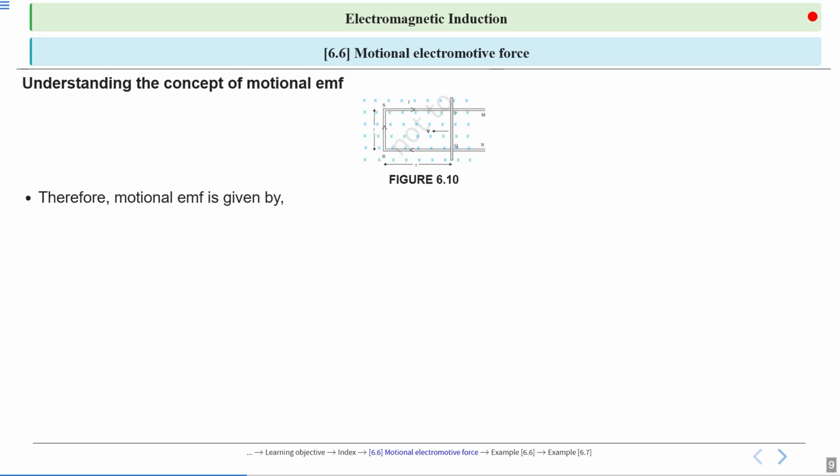Therefore motional EMF is given by epsilon equal to B L V. This is the formula for motional EMF when a straight conductor is moved in a uniform constant magnetic field, marked as equation 6.5. So the magnitude of induced EMF epsilon will be B L V.